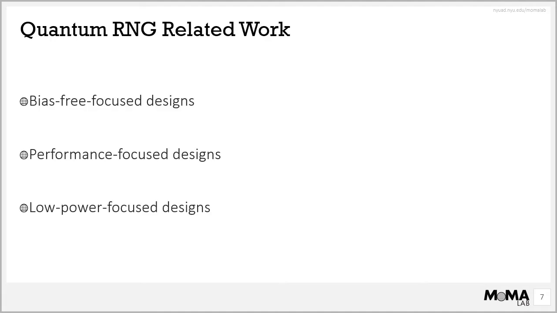Now I want to move back and present some of the existing work that has been published regarding quantum random number generators. And specifically, I want to focus on three different directions that these solutions aim to improve, which are bias-free focused designs, performance-focused designs, and low-power focused designs.